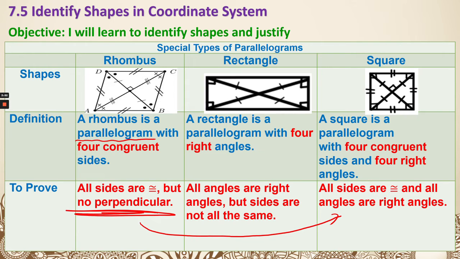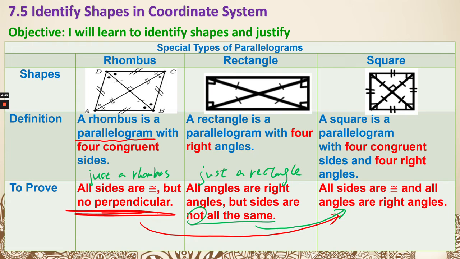Next, for rectangle, the definition for a rectangle is a parallelogram with four right angles. Just four right angles. Has nothing to do with the size. The size could be not the same or the same because a square is a special rectangle. But same thing, when we try to prove just a rectangle, we're going to need to show the angles are right angles, but the sides are not all the same. Because if they are all the same, then again, special one, that's going to be a square. So we are always going to try to use the most specific name to identify these shapes. So if it is a rectangle, we need to make sure that is not even more special, that is a square.